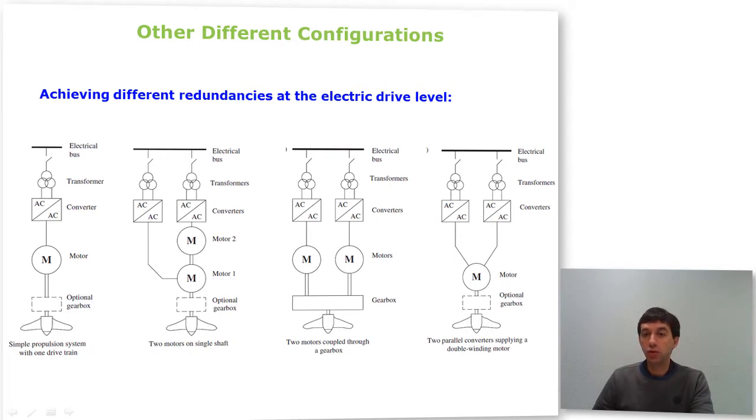And finally, I would like to remark on another redundancy that can be achieved by using a more complex motor with two independent stator windings. Here we could have one winding supplied by one electric drive, and another winding working with another independent electric drive. The motor is only one and is the only one moving the propeller. So for instance, if this electric drive fails, the motor could still work with only one electric drive, obviously with half of the power, but still working.